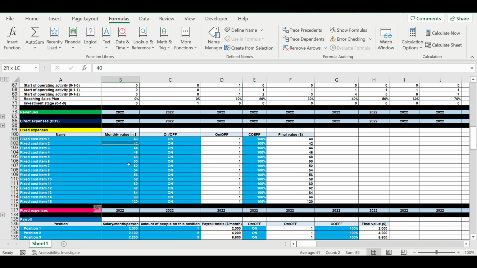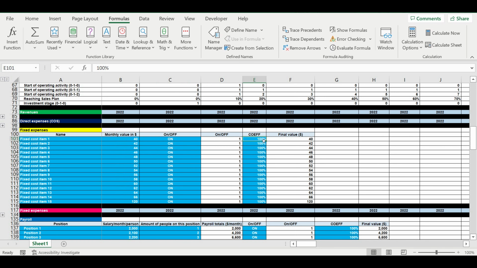Here will be monthly values of these expenses. You can also switch on and off different fixed expenses from calculations and see on the top the payback period, how much financing you need. You can also increase and decrease the coefficient without playing with these absolute values.